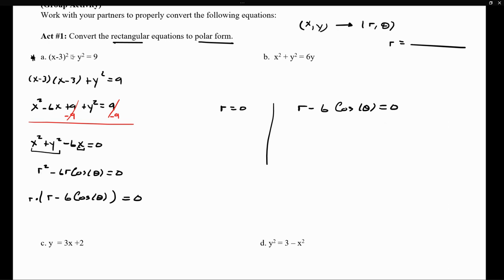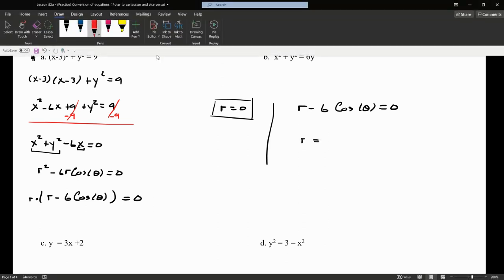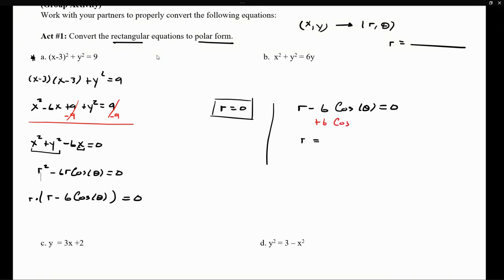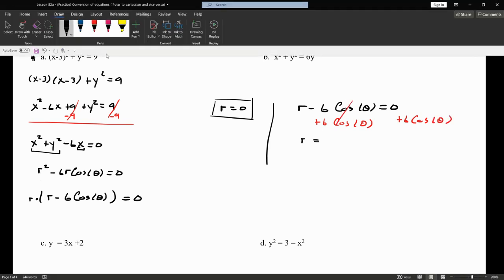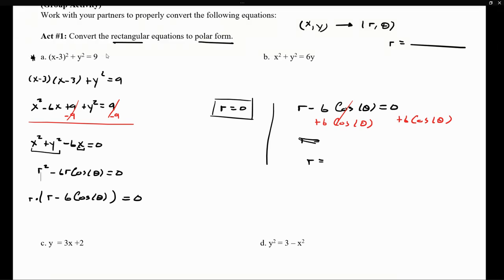I notice that I have one equation here, r equals 0. So that's one of my solutions. Now, on my second expression, I want to solve for r. If I add 6 cosine of theta on both sides, that cancels out. So now I have two equations, r equals 0 and r equals 6 cosine of theta. So there are two possible solutions for this: either r equals 0 or r equals 6 cosine of theta.